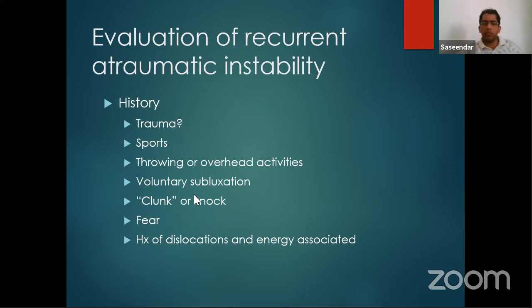With respect to traumatic dislocation, we have seen it already. You have a painful shoulder that is dislocated. You're not able to use your arm. So you reduce the pain and do a closed reduction.